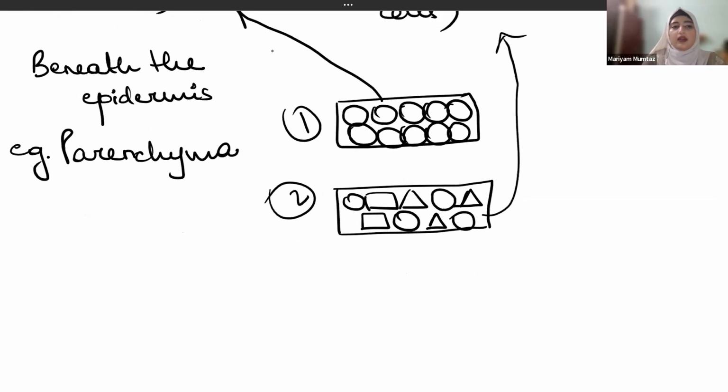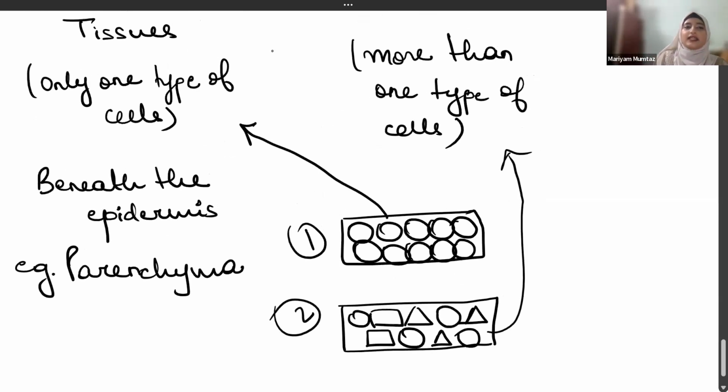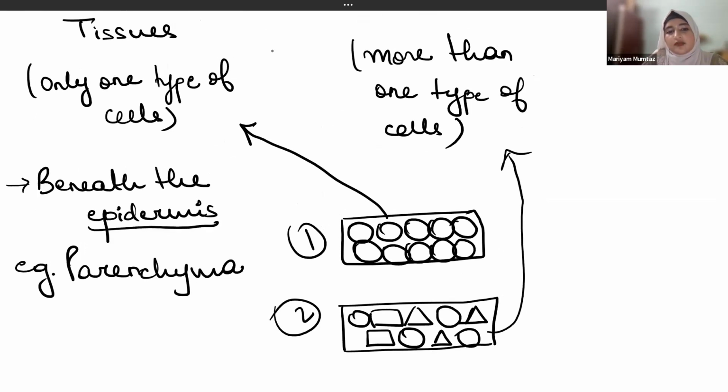Yes. Now, after this, you have to know where the simple permanent tissues are present. The location is beneath the epidermis, and the epidermis is the outermost layer of the plant body. So where are the simple permanent tissues present? They are present beneath the epidermis. And parenchyma is the most common example of simple permanent tissue. Understood?